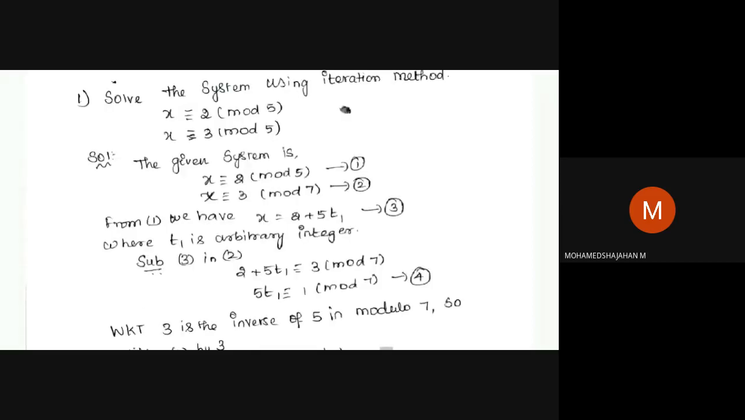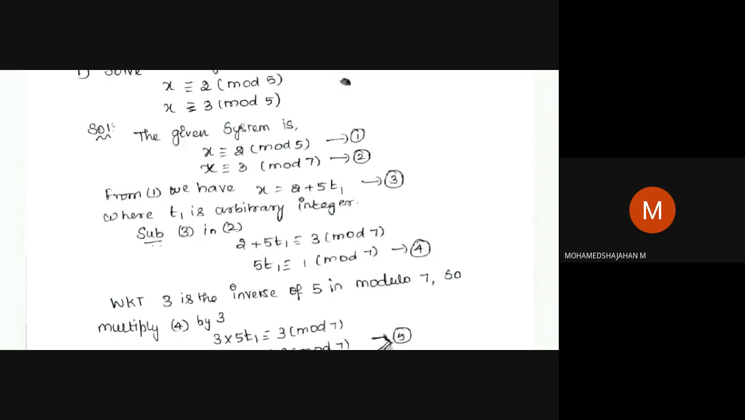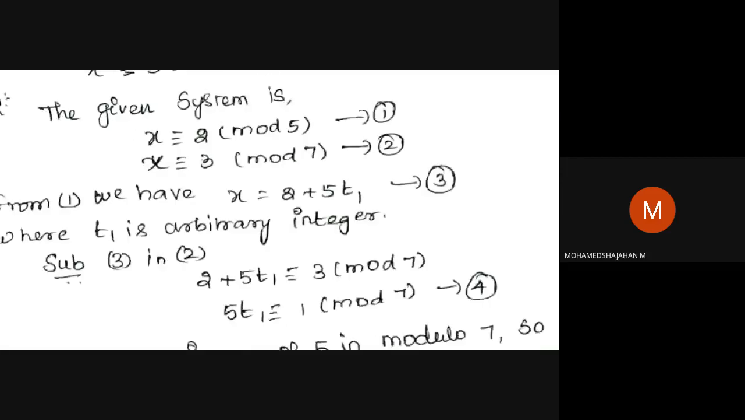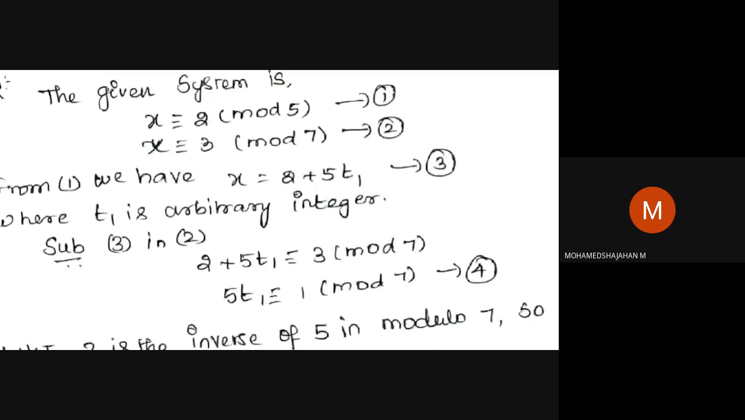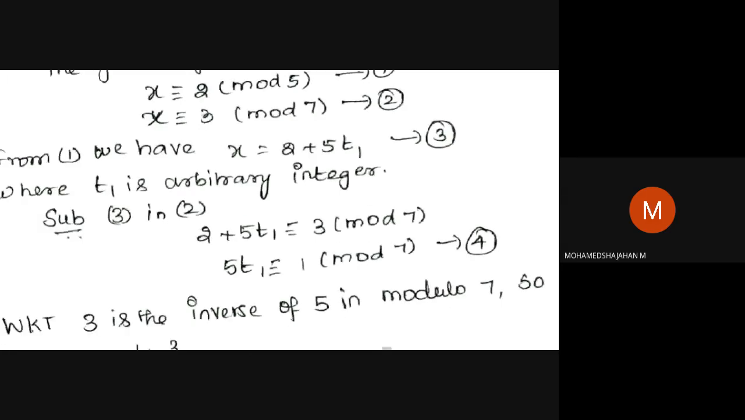Actually, look at equation number 4: 5t1 is congruent to 1 mod 7. We can find the inverse of 5 by trial and error. If you put t1 equal to 1, 5 into 1 is 5, then 5 minus 1 is 4, and 7 does not divide 4.